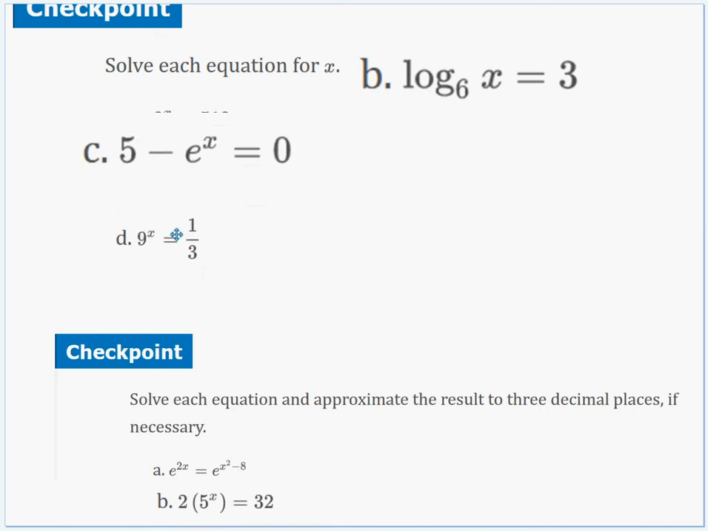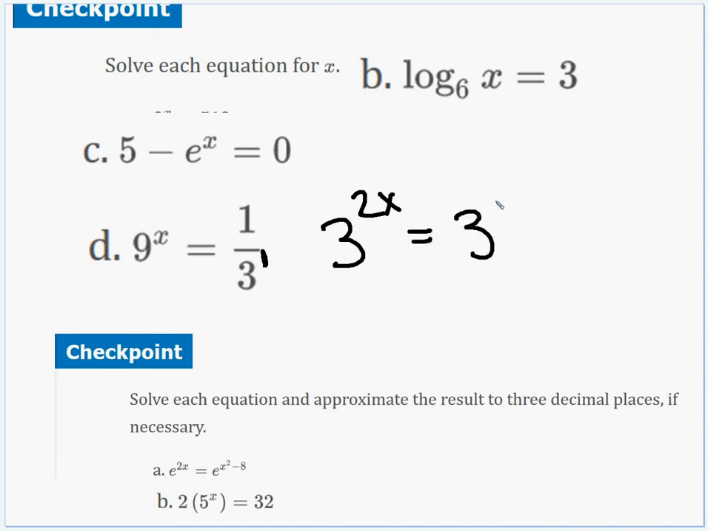On this last one here, I see a base 3 here in the denominator, and we've got a 9. 9 is 3 squared, and we already had an x up there, so that'll be 2 times x power. Over here, it's 1 over 3 to the 1st. Let's bring that denominator up and make the exponent switch signs to negative. So now the bases are the same. Set the exponents equal to each other. Divide by 2. X is negative 1/2. Excellent.